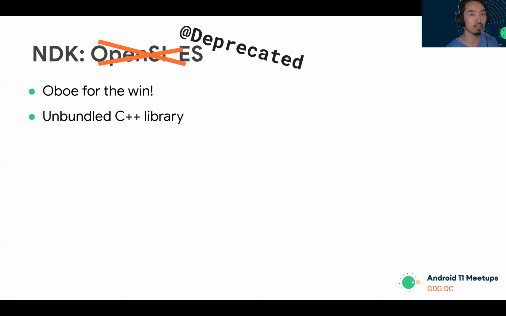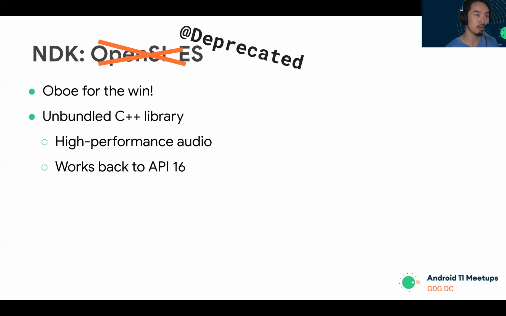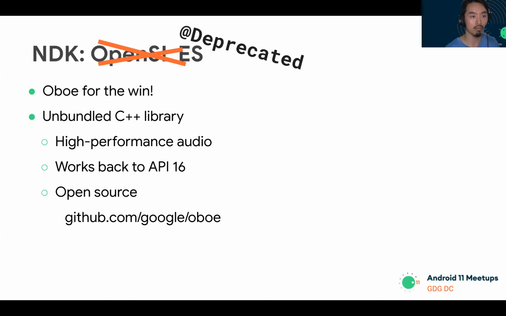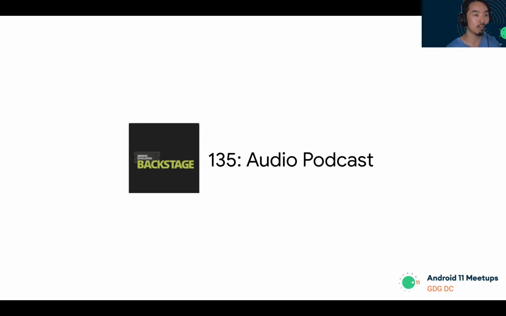So this is an unbundled C++ library. It's for high performance audio. It works all the way back until API level 16, and it's open source. You can find that repository on GitHub at google/oboe. So be sure to check that out if you deal with native audio processing. And you can also find out more about it on the Android Developers Backstage podcast, episode 135, audio podcast.